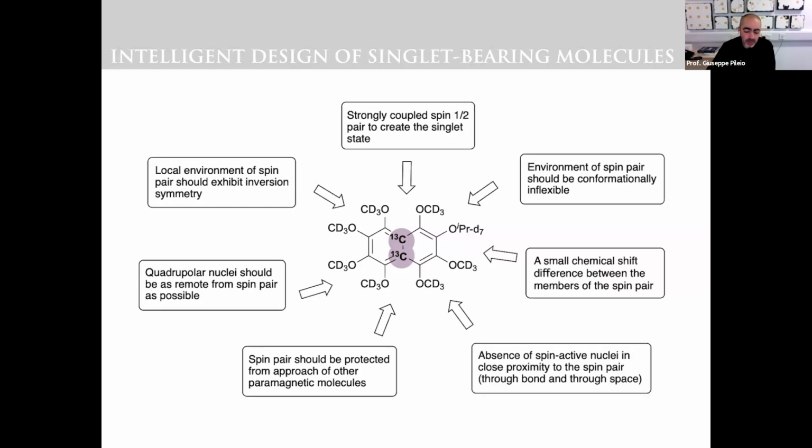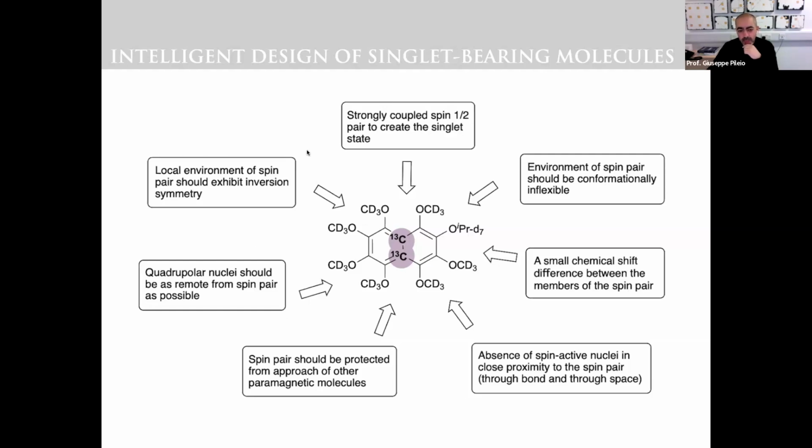So here is an example, still the one which holds the record in our institution here, where we have a couple of spin-1/2 nuclei, which may make the basis for the singlet states. And then we have the environment of the spin pair conformationally inflexible. This is to reduce spin rotation decay. And then there is a small chemical shift difference between the members of the pair. So we break the symmetry by only very little, so as to avoid that mechanism.